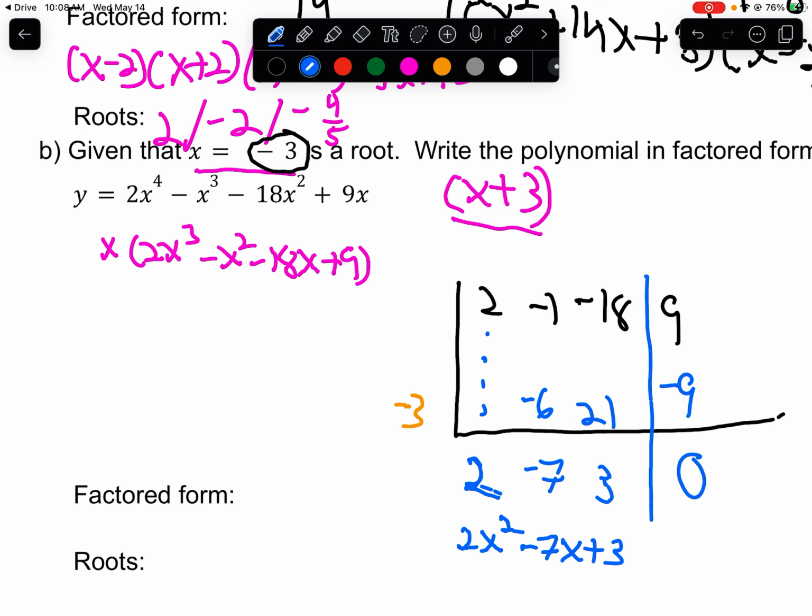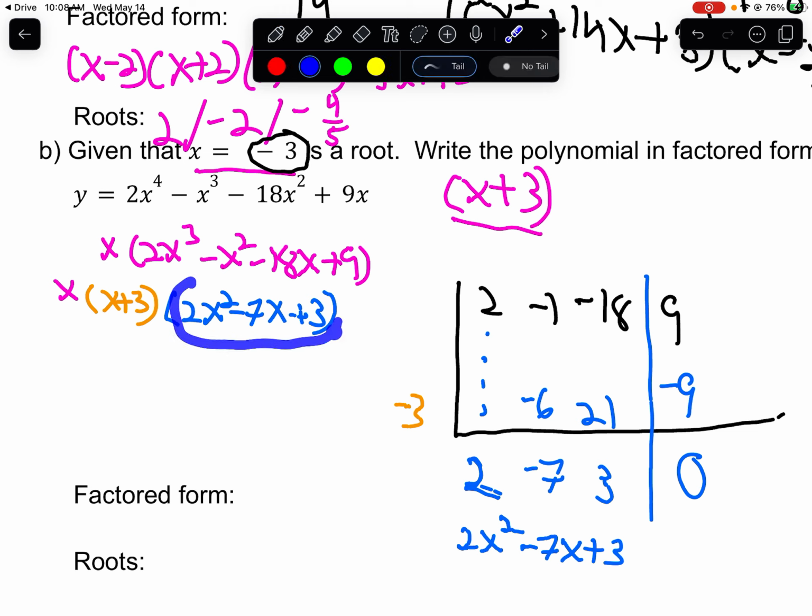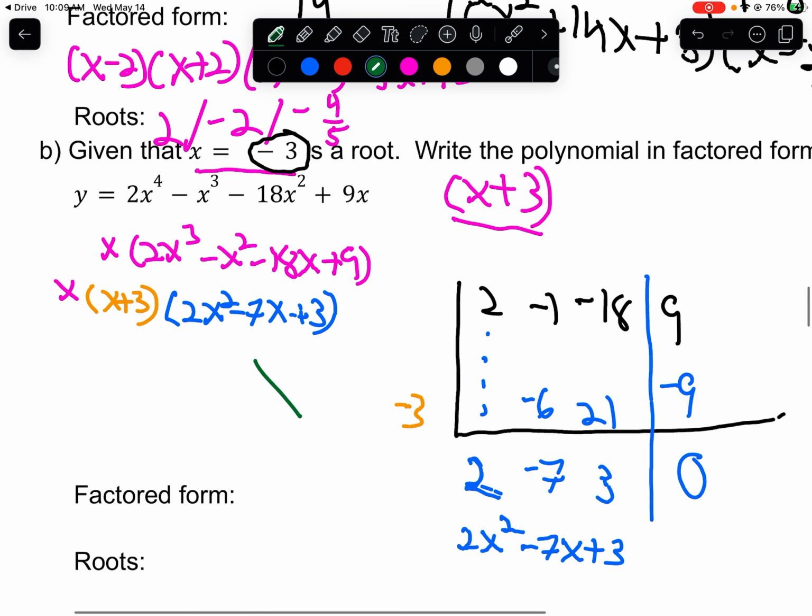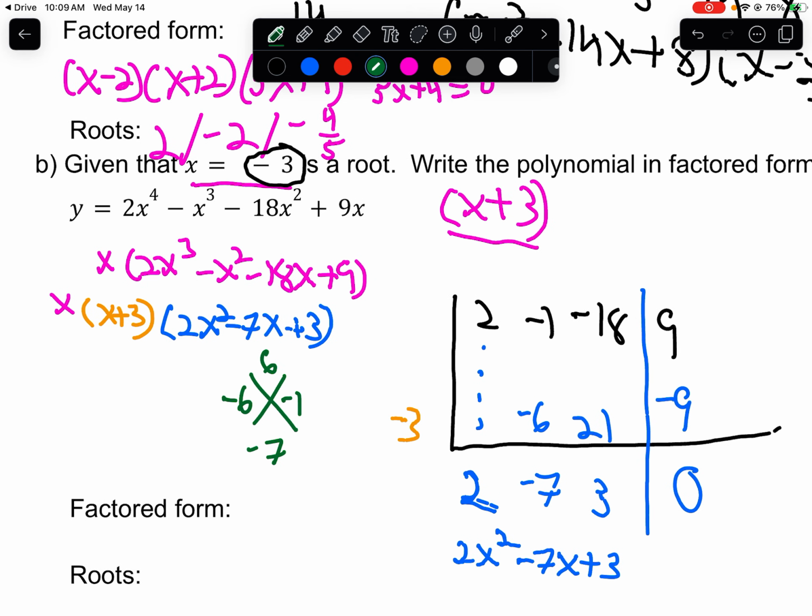So now this is factored as x from the GCF, then we'll have x plus 3, and then it will have 2x squared minus 7x plus 3. And our last step is to try to factor this. Okay? So that's fairly straightforward, at least I hope. You're going to look for two numbers that multiply to 6 and add up to -7. I hope you understand that's going to be -6 and -1.